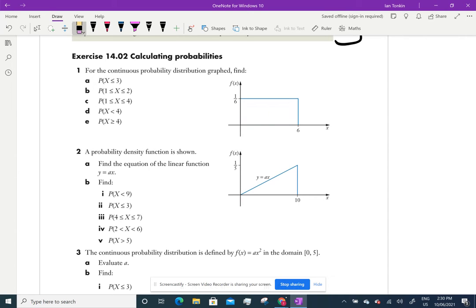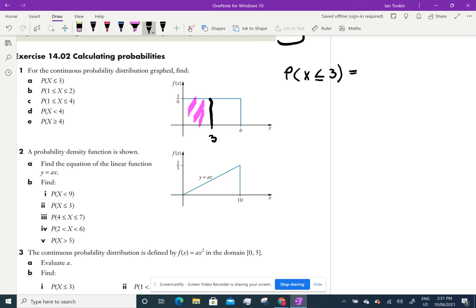So if I'm trying to find the area, let's say I want to find, for the value of 3, the probability of getting a value less than 3. Well, I just have to find the area. Now remember, this is a rectangle. They haven't told us what the function is, but it's a rectangle, so it's just base times height. The base is 3 times the height is a sixth. So the answer will be 3 over 6, which equals a half. And that's the first one.